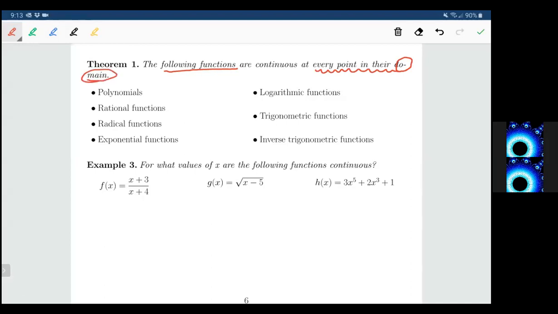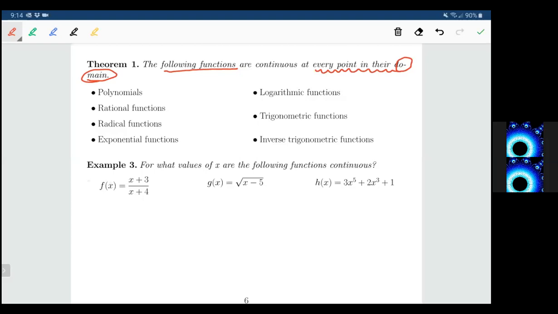Okay? So if you have a polynomial, you can say, yes, this will be continuous on every part of its domain. The same with the rationals, the radicals, the exponentials, the logarithmic, the trigonometric, and the inverse trigonometric functions. So that brings us to this example. For what values of x are the following functions continuous?